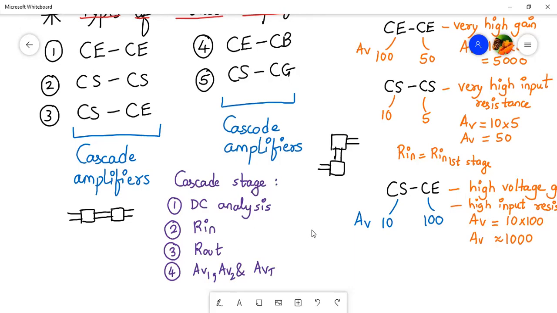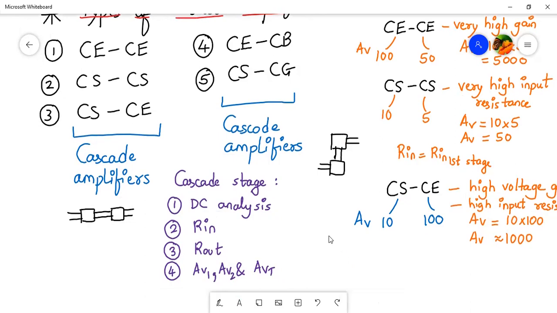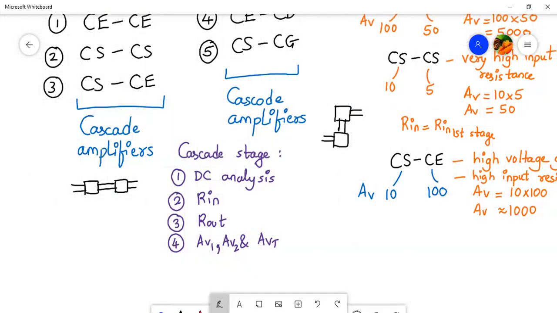Similarly for the cascade amplifier also we have to do DC analysis. We have to find Rin, we have to find Rout, and the individual stage gains and the overall voltage gain. So that is all we have to do.